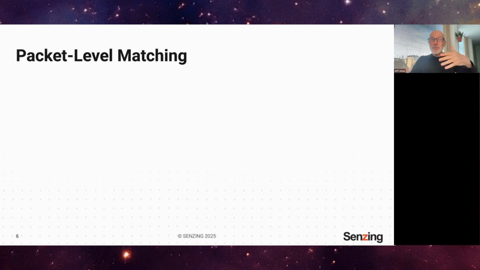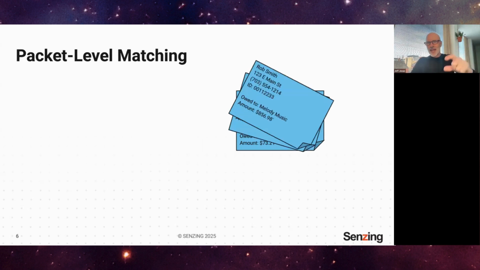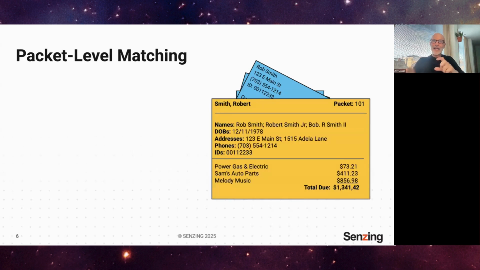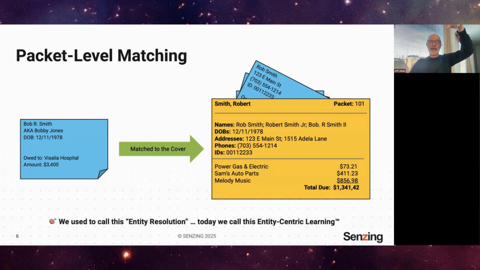And so when we showed up to automate and make this process paperless, I want you to imagine this as they had, this was a white card, but this was a debt for power and PG&E, power and gas, and here's Sam's Auto Parts, and here's Melody Music, and there's 3 debts, and they would put it into a yellow packet, and on the cover of the packet, they would put all of the names, date of births, addresses, phones on the cover of it. And so, lucky for me, I thought that's really the way it should be. And so what would happen was when a new individual debt shows up from a hospital, you would try to figure out what packet it belonged in by comparing it to the cover of the packet.